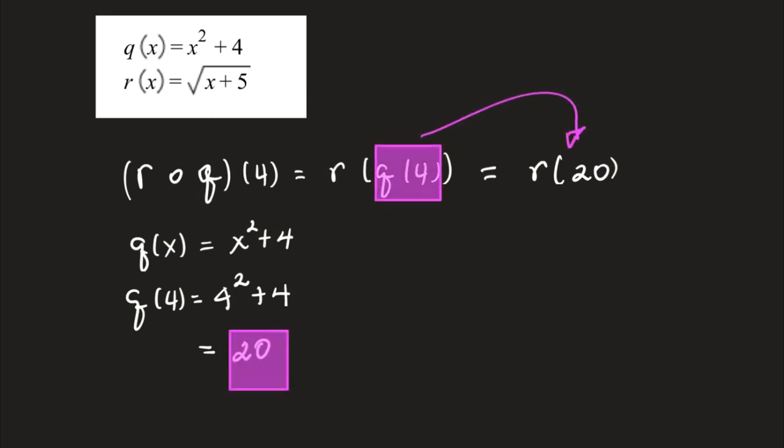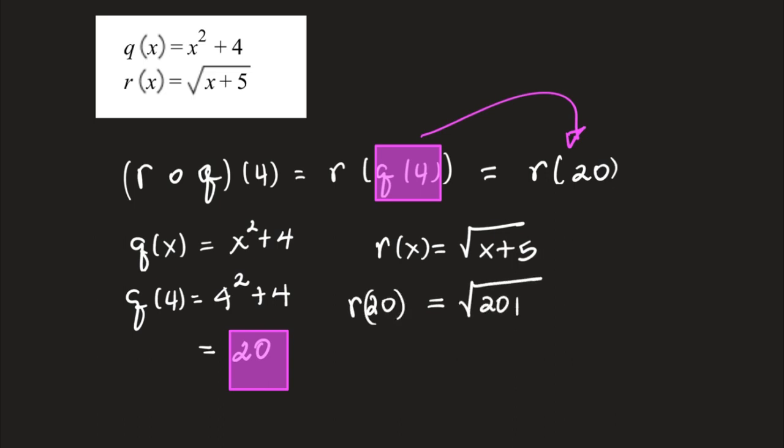Now we'll do the next step and compute r of 20. Recall that r of x is equal to the square root of x plus 5. So therefore r of 20 is equal to the square root of 20 plus 5. Order of operations says you should do what's in the parentheses first, and you can think of the square root as the parentheses raised to the 1/2. And so when we do what's inside the parentheses, we'll take the 20 plus 5, which is 25, and the square root of 25 is equal to 5. So our answer is equal to 5.